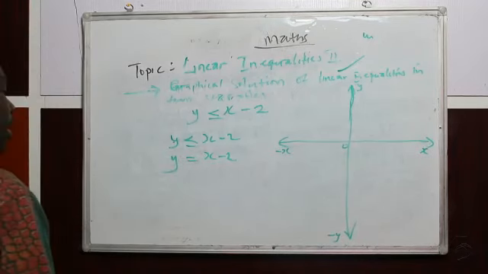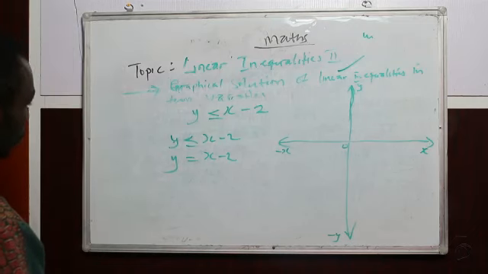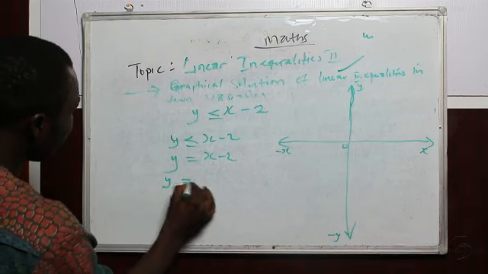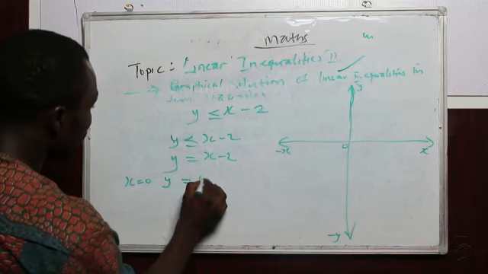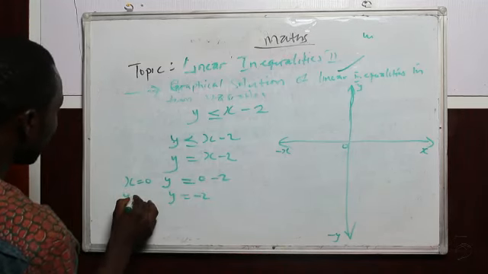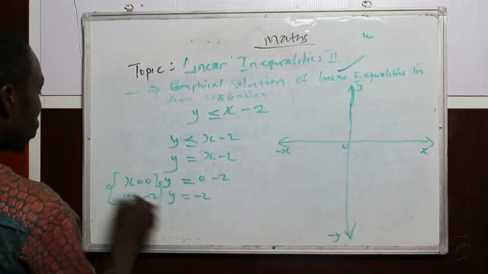What is our y when x is equal to 0? Now write y is equal to, when x is equal to 0, y is equal to 0 minus 2, y is equal to minus 2. So y is equal to minus 2 when x is equal to 0.